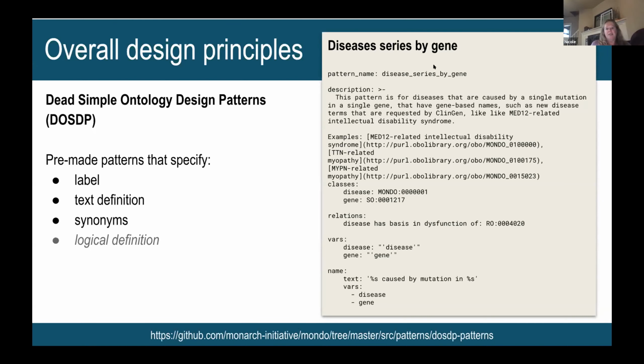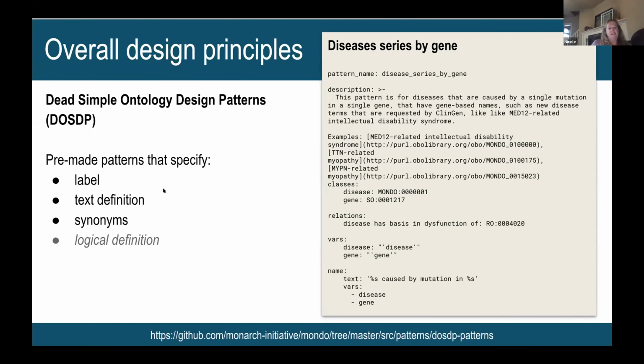So I'm just going to go through this one example that's most relevant to all of you. This is the disease series by gene pattern. So these pre-made patterns will specify certain aspects of the term. When we add a new term to Mondo, all the terms have to have a label. They also have to have a definition, and they don't have to have synonyms, but having synonyms can be extremely helpful for searching and retrieval of the information.